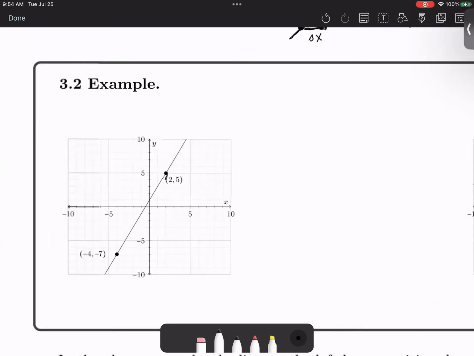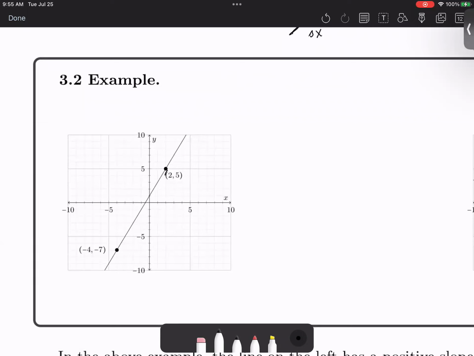Okay, so let's think about this line here. The characteristic of lines that's so important is that they have a constant slope. So if I look at my slope here, it's the same as the slope over here, and it's the same as the slope over here. So I can take any 2 points on this line to calculate my slope. So let's use the 2 points that are provided. By definition, the slope is change in y over change in x.